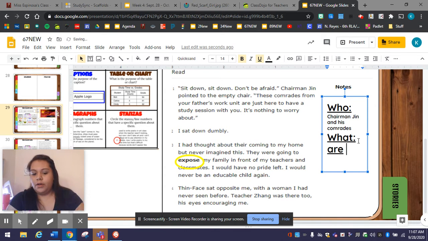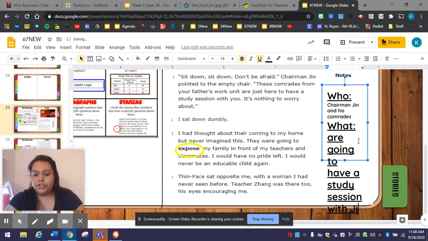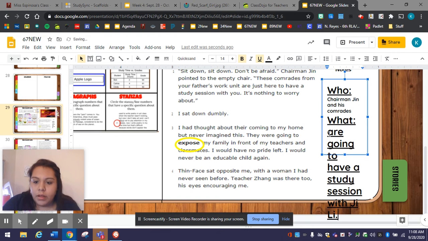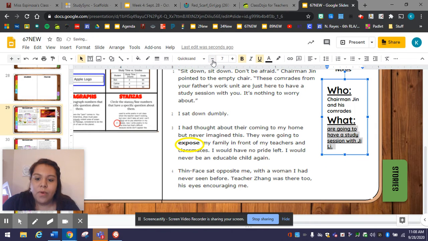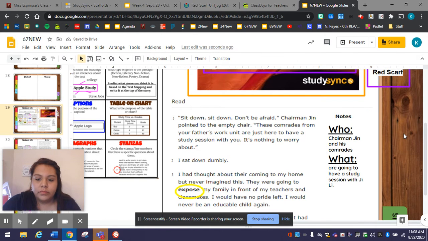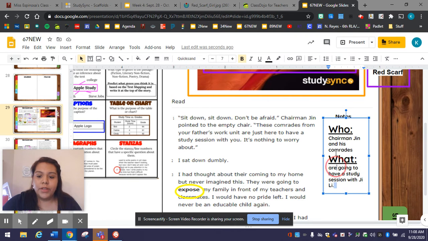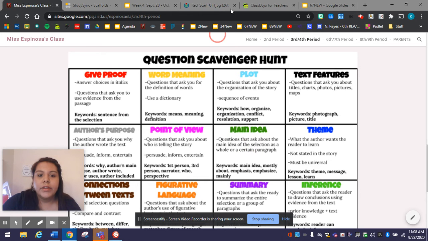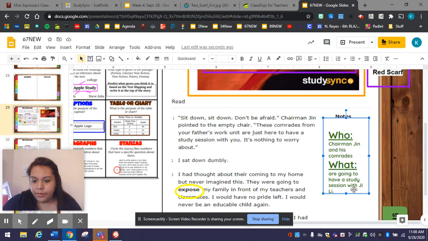Okay, I'm going to put, are going to have a study session with GB. Again, I'm going to highlight my font. I'm going to click decrease size over here. And I don't want it underlined, so I'm just going to click the underline button, and there we go. And I move it over here, and then that's it. So that is how we do main idea. I would prefer that you all also made it green to match our skill from our scavenger hunt, like right here. See, main idea. So if you can do that as well, that would be nice.